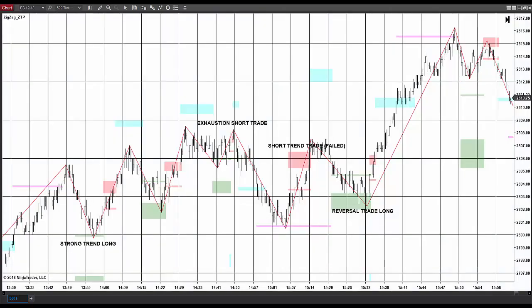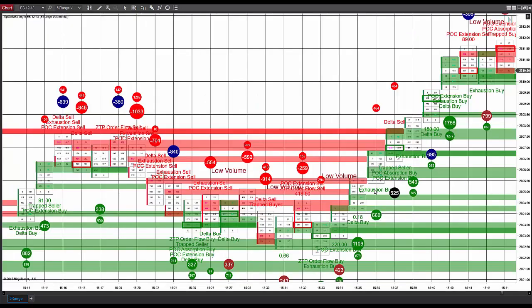The last thing that we want to look at is this reversal long trade. The reversal long trade is made because we have a short trend trade here that failed and we had adverse excursion. We traded into the intermediate support, which is where we expect to take that trade from. On the 5 range chart, we again see multiple extension zones being created. We have an exhaustion buy along with the ZTP order flow.